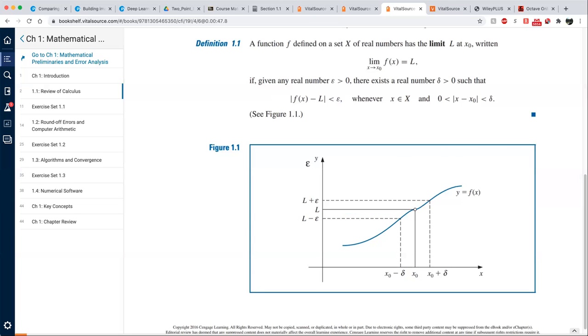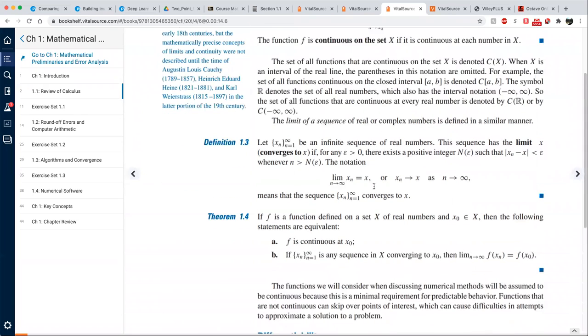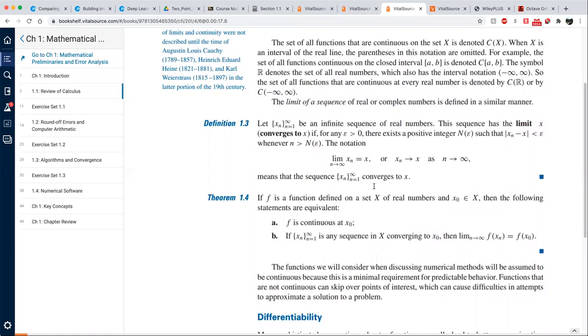Now we move to the next page. Definition 1.2: using the definition of limit, we could define continuity. Let me skip it. And then 1.3, convergence. A sequence converges to x means that the limit of the sequence, as the index of the sequence approaches infinity, equals x. That's the definition of the limit of a sequence.